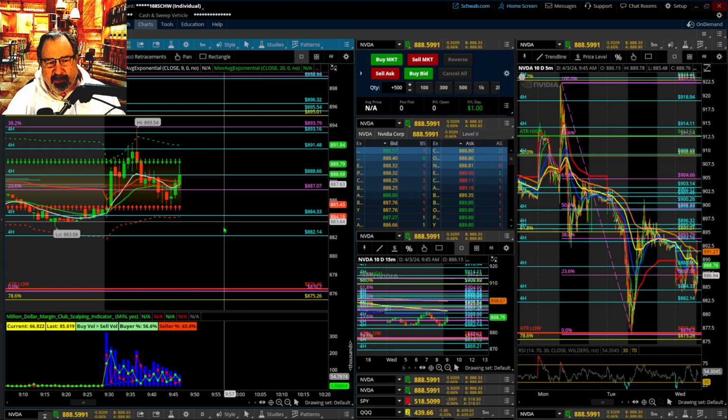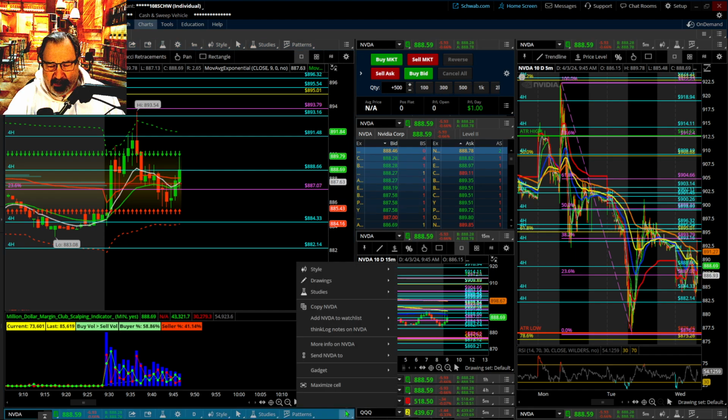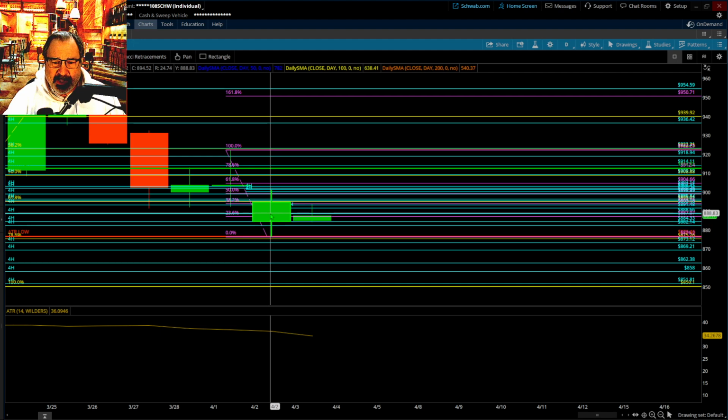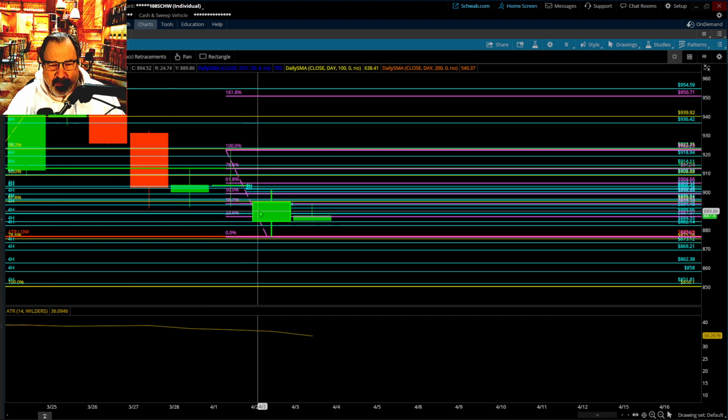Let me show you how we set up the RV strategy so you understand what all these lines mean. The first thing we do is go into the day chart, and then we see where it closed yesterday. It was to the right of my picture. You see the C, $894.52. That's where it closed. Then you look down here at the average true range over a 14-day period. They call that the ATR. If I go over this candle, you can see that's $36.09.